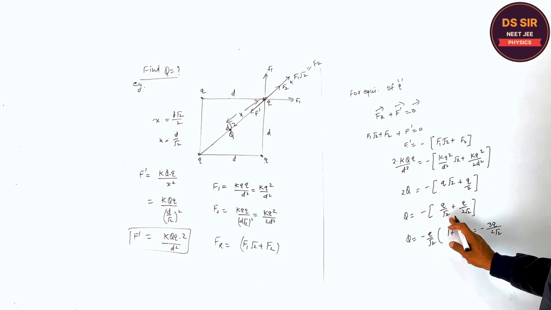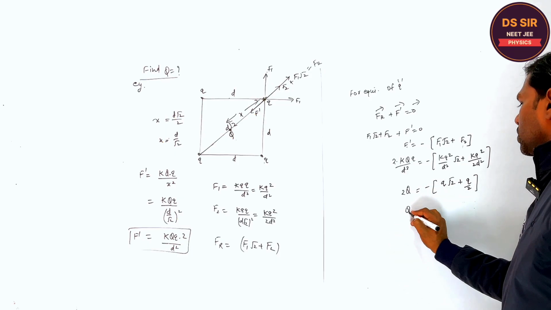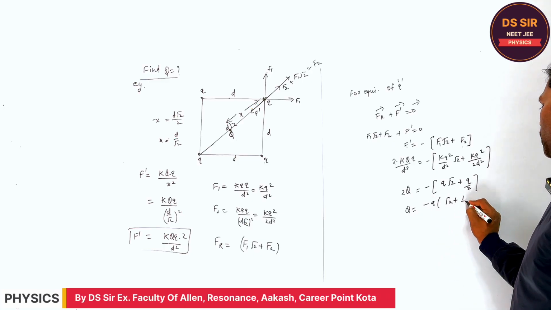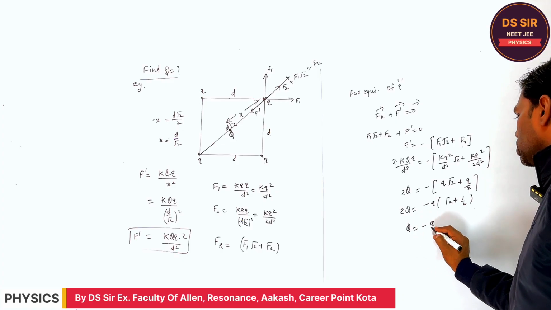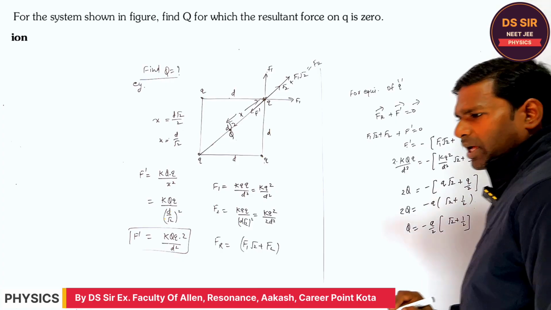This is root 2. I have made a mistake. Q is equal to what? Minus q root 2 plus 1 by 2, and this is 2. Q is equal to minus q by 2 root 2 plus 1 by 2. So this is the answer.